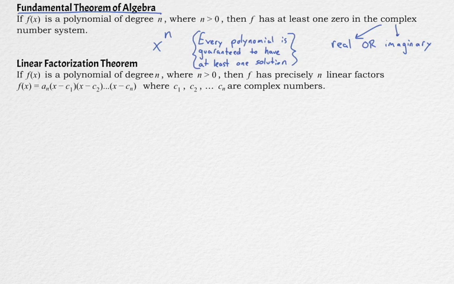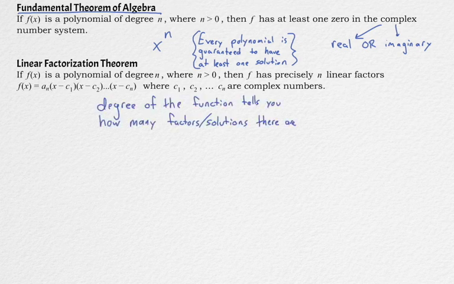The linear factorization theorem says if f of x is a polynomial of degree n, so we're dealing with the same thing again, where n is greater than 0, then f has precisely n linear factors. So remember, it's degree n. That means that whatever the degree of the function is, that's how many solutions it has. So you could write that the degree of the function tells you how many factors or solutions there are for that polynomial.